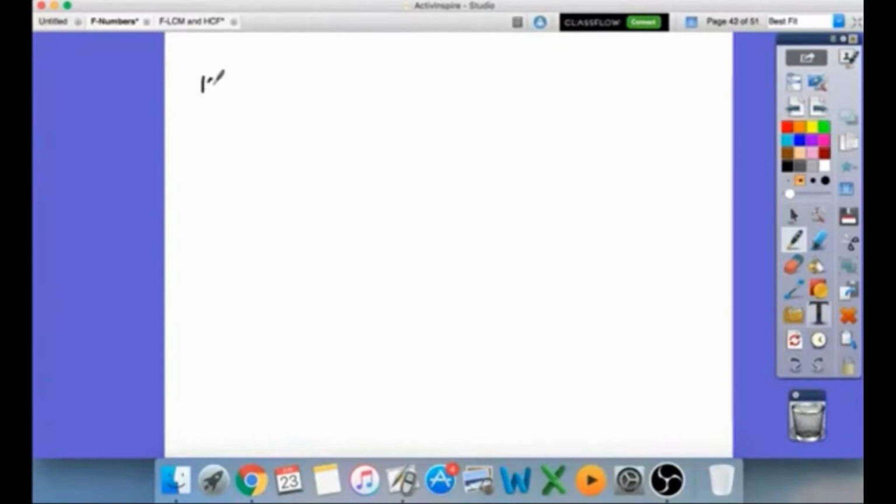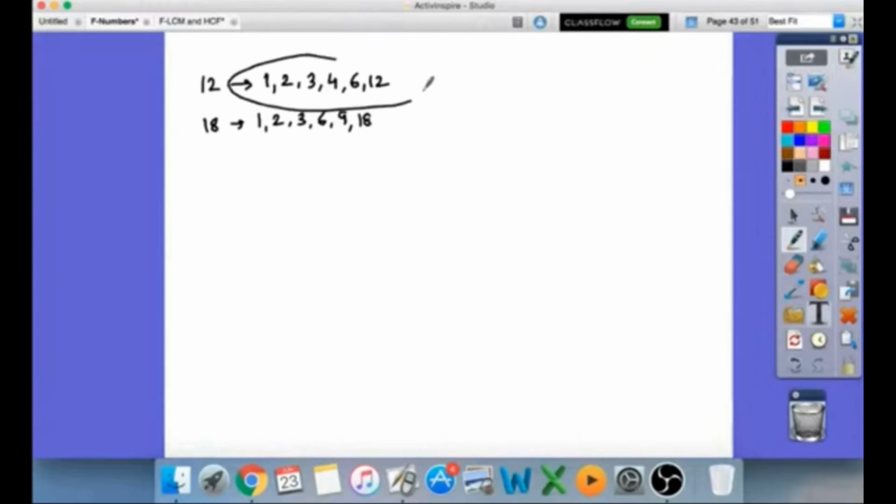See, let's assume switch number 12. Now, which fellows touch switch number 12? The first fellow touches it, the second fellow, the third fellow, the fourth fellow, the sixth fellow, and the 12th fellow. Now, if we take switch number 18, the first fellow touches it, the second fellow touches it, the third fellow, the sixth fellow, the ninth fellow, and the 18th fellow.